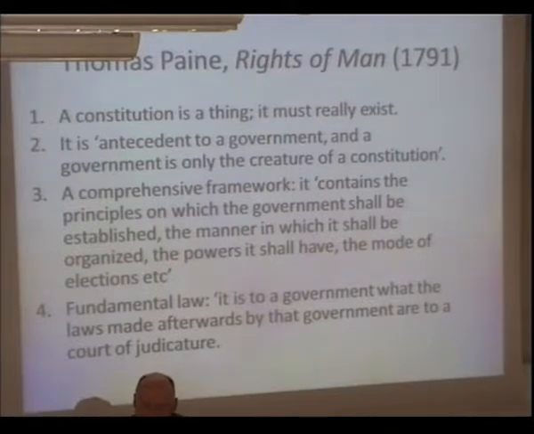And then Paine says, thirdly, a constitution provides a comprehensive framework which contains all of the principal aspects of the exercise of governmental power. So the Constitution should lay out the powers and the limits to the powers of the legislature, executive, and judiciary, the relations between them, the modes of their appointment, the sources of their accountability. It should be a comprehensive framework through which all legitimate political power is exercised.